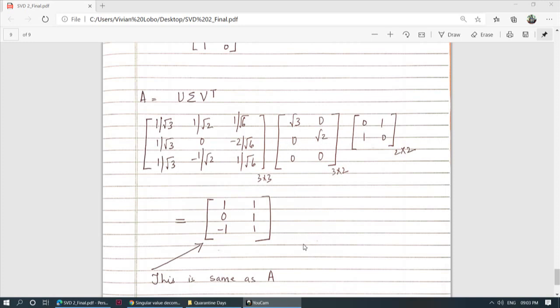I hope you have understood how singular value decomposition can be performed for an M cross N matrix.